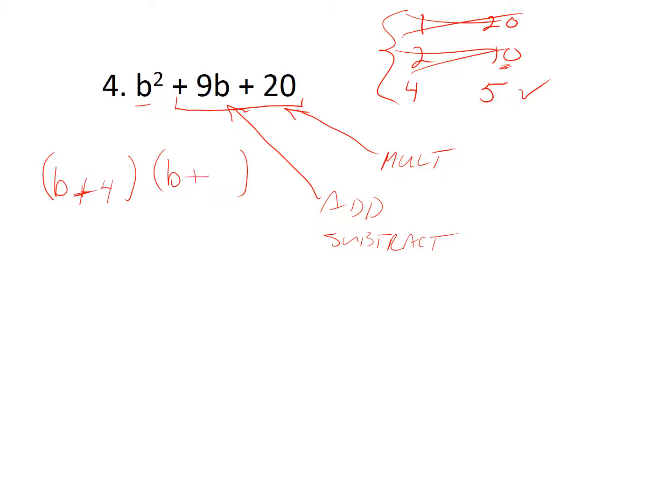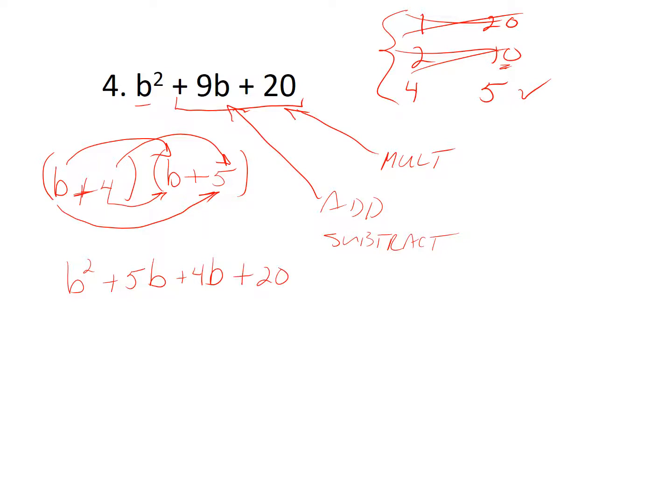and b plus 5. I can check this answer using what I think most people learn as the FOIL method. I multiply the first two, the outer two, the inner two, and then the last two terms. That's FOIL: first, outer, inner, last. Multiplying the first two gives me b squared. The outer two, the b and the 5, give 5b. The inner two give 4b. And the last two, the 4 and the 5, give me 20.